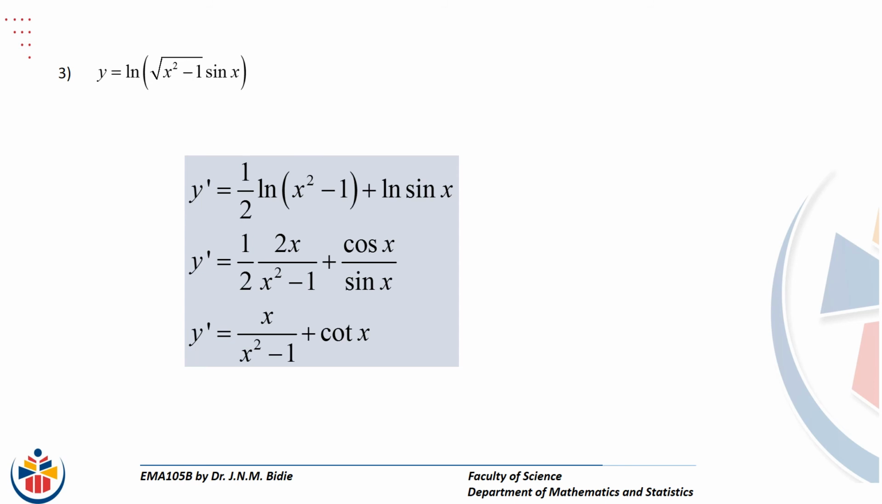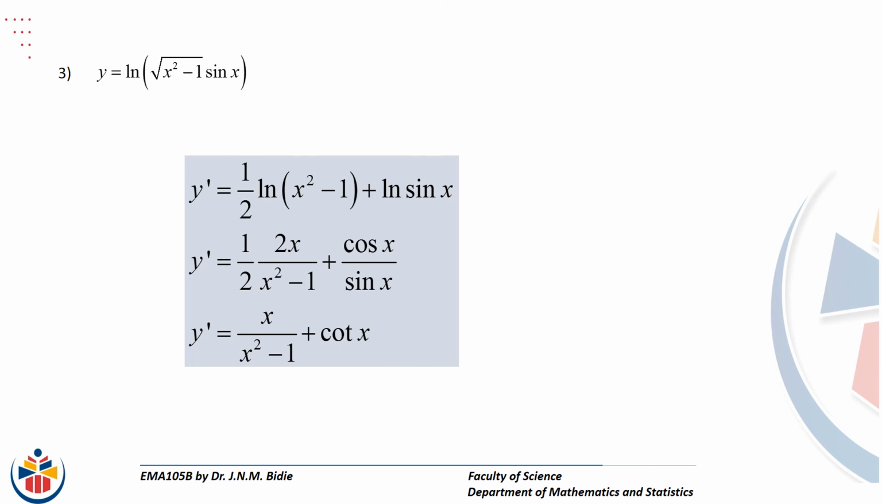First things first, here you don't need to introduce ln, as you can see. All you need to do is to simplify the right hand side: half ln of x squared minus 1 plus ln of sine x, and then find the derivatives, and then you get half of 2x over x squared minus 1 plus cos x over sine x.